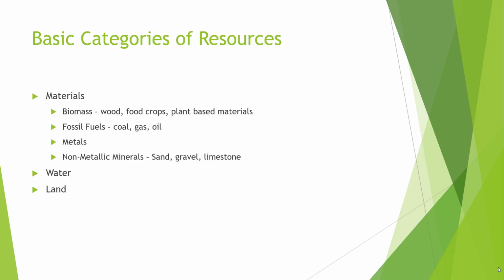So your basic categories of resources. You have materials, you have biomass, which is wood, food crops, plant-based material. Then you have your fossil fuels, coal, gas, oil, your metals, and then non-metallic minerals. Sand, gravel, limestone, clay. Those are all non-metallic minerals. Then water and land. Air is also a resource, but it doesn't generally get grouped into this because your air is not used too much for production.